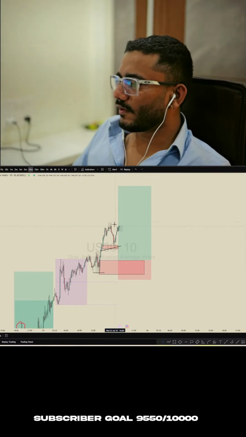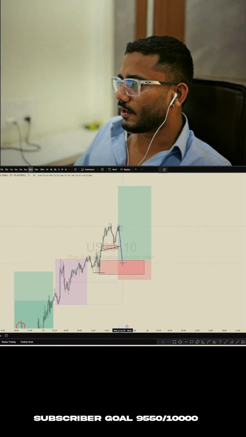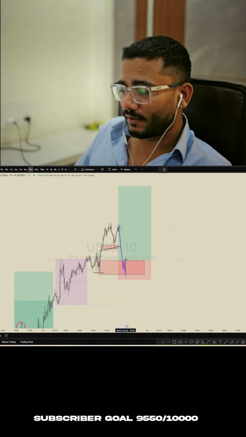So let's wait for this setup. We want to see a reaction from this area. Then only we look for buy side. We don't want price to just tap this area. Okay.